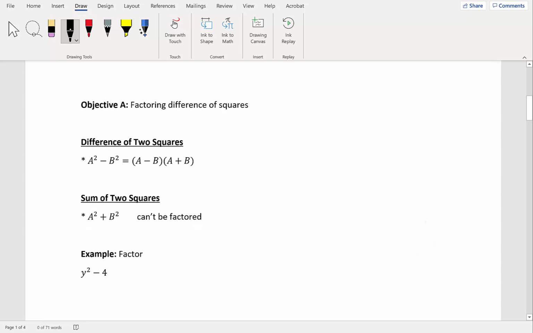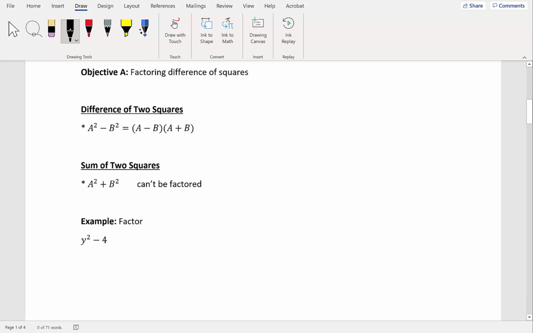Let me just erase this, and then we'll take a look at an example. First example: factor y squared minus 4. The way that this is written, we can't see that it's the difference of two squares. We don't see something squared minus something else squared. But we can rewrite it into this form. For example, y to the second power I could rewrite as y squared, minus, and my 4 I can rewrite as 2 squared. Now I have it in the proper form.